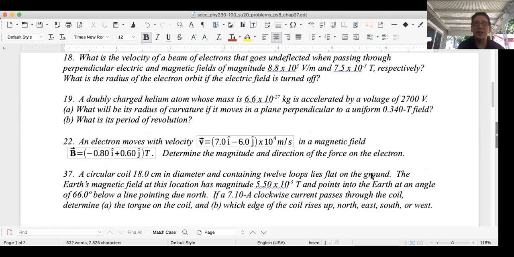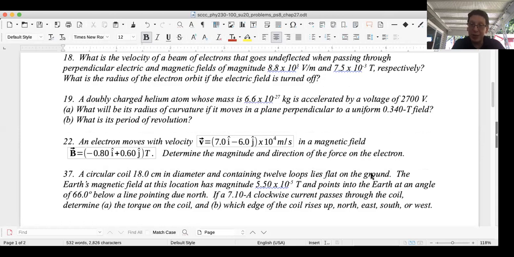Moving on to number 22: an electron moves with velocity v equal to 7.0 i minus 6.0 j times 10 to the 4 meters per second in a magnetic field of negative 0.80 i plus 0.60 j Tesla. So you're given v and B. They're both in the xy plane, which should tell you something about the direction of the force on the electron. But you're asked to determine the magnitude and direction of the force on the electron. Well, it's a fairly straightforward cross product.